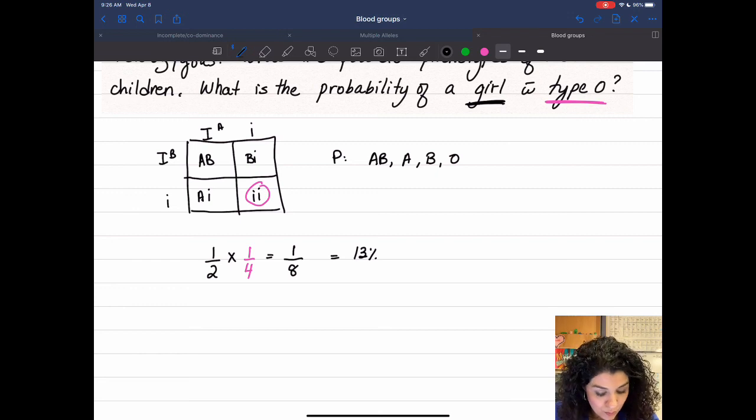And that is it for blood groups. I hope this helped, and we're going to see you just in a little bit with sex-linked inheritance.